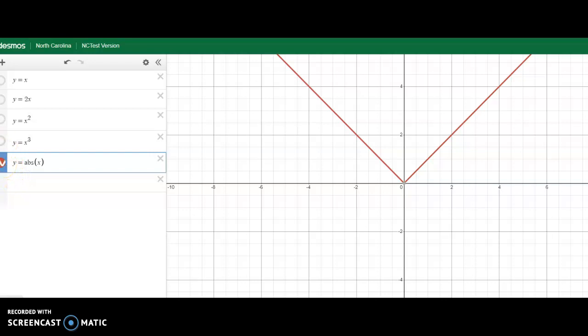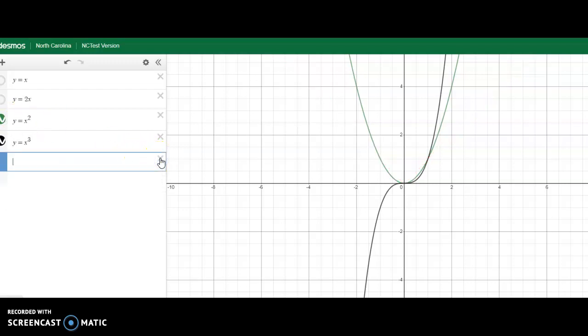So these three, if I light them up, there we go. These three are all nonlinear, okay? Now, let me just show you another little trick. Let me go back up here. Let me get rid of a few of these.